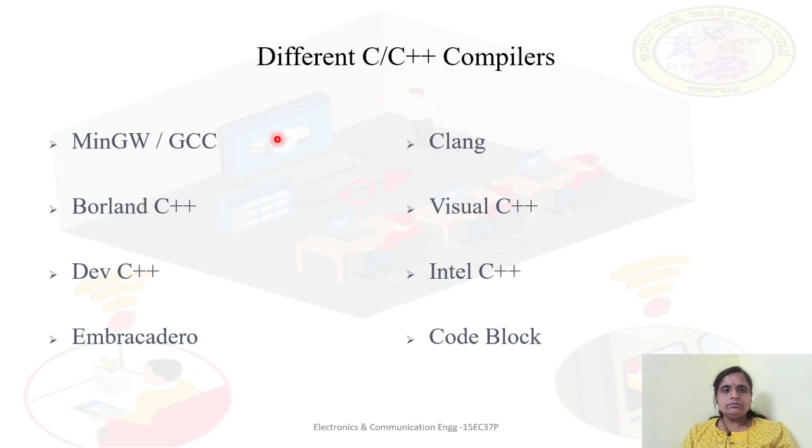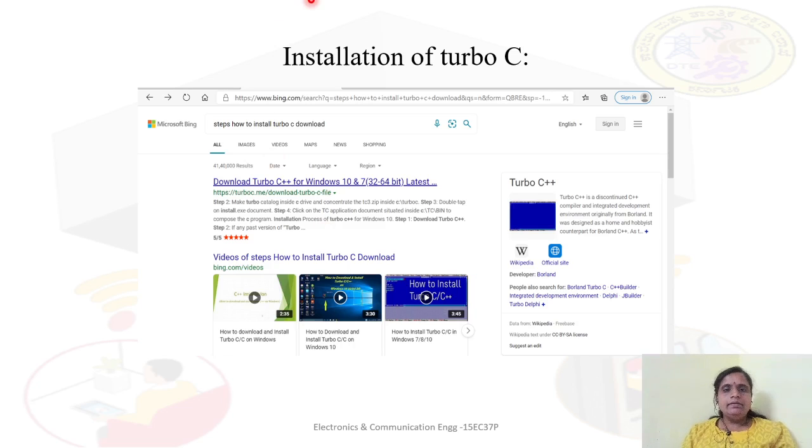Here is the list of different C or C++ compilers, like MinGW or GCC, Clang, Borland C++, Dev-C++, Visual C++, Intel or CodeBlocks. Amongst these, some are run directly through the DOS prompt and some have an IDE. Here we'll give more stress on Turbo C, as mentioned in your syllabus.